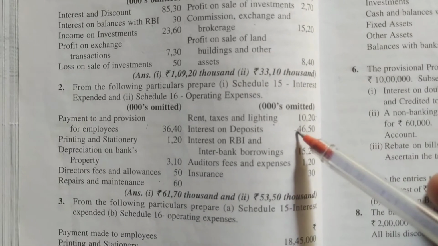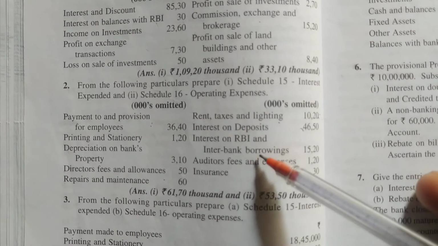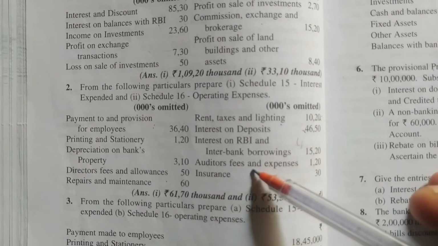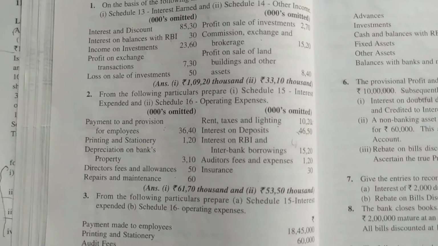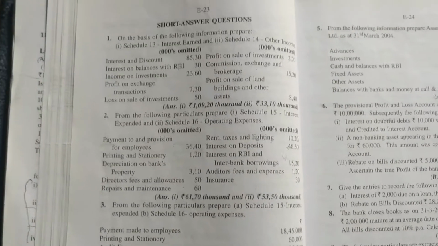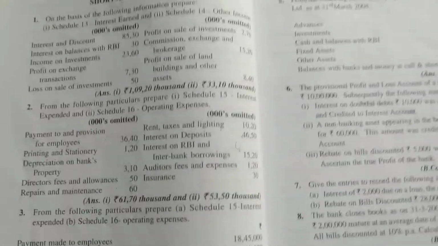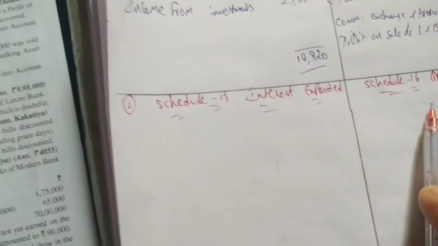Interest on deposits, this will go to interest expended. Interest on balance and interest on RBI and bank borrowings, this is interest expended. Audit fees and insurance will all go to operating expenses. Okay, so next we have to prepare schedules 15 and 16. Let us continue the second question. So I have prepared the second question, interest expended, that is schedule number 15, and operating expenses, schedule number 16.